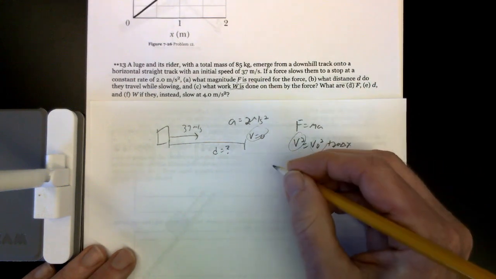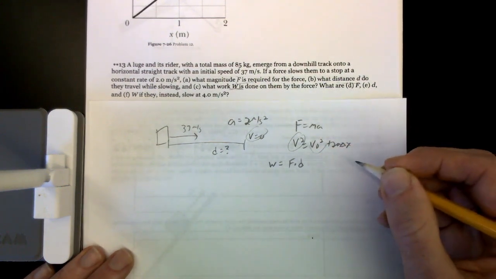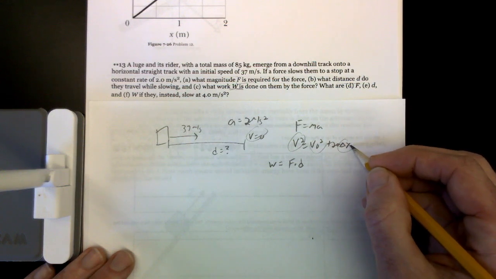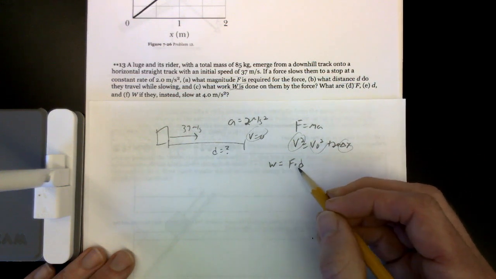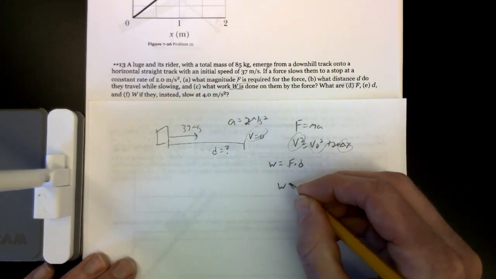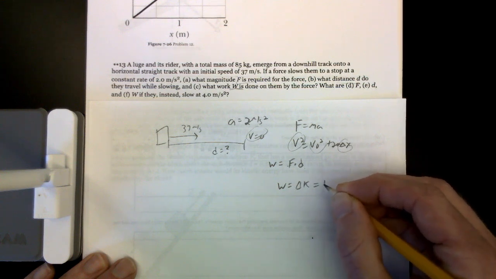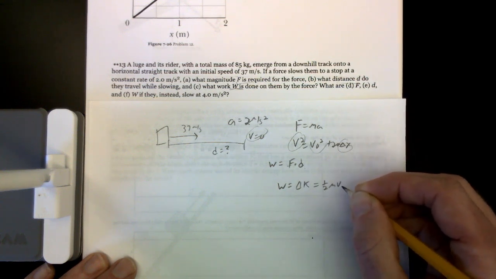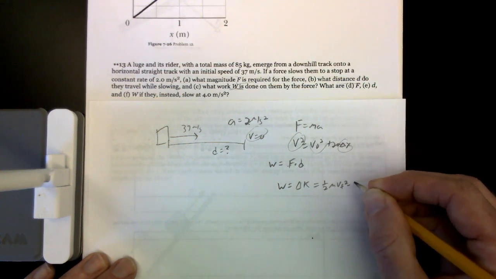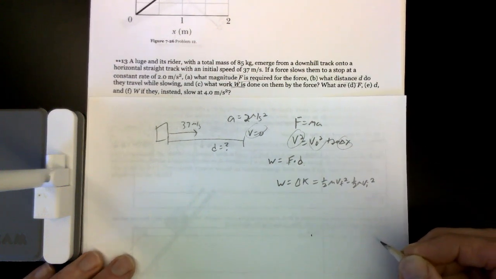The work can be done a couple different ways. Work is force times distance. So if you've already figured out the distance, then the work would just be force times distance. That would be one way to do it. You could also do that work is change in kinetic energy. So you could do 1/2 m v final squared minus 1/2 m v initial squared. So either of those things will get you the work.